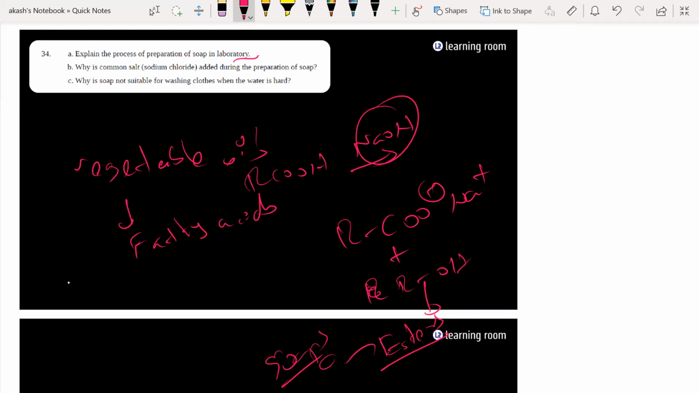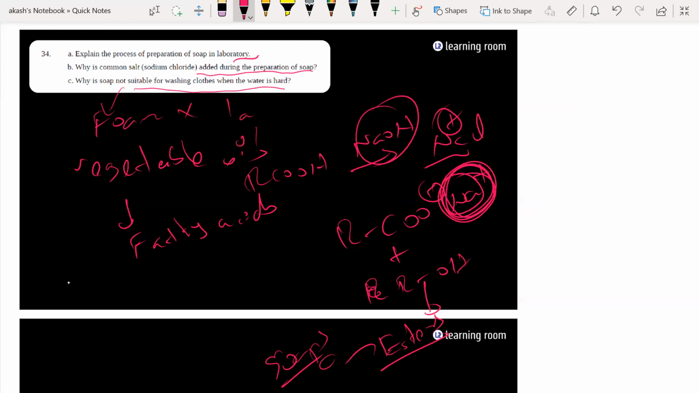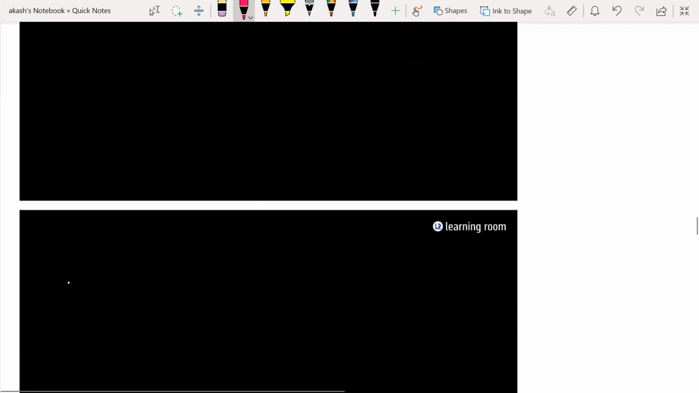Next. Why is common salt added during the preparation of soap? I think to increase the concentration of Na plus. We're also talking about Na plus, right? So if I have NaCl, that is also going to contain Na plus, right? So that is why we are using this NaCl. Okay. Why is soap not suitable for washing clothes when water is hard? Obviously your foam will not form, or we can say the lather won't form, and it is going to be a very bad cleansing agent. That's the reason, right?